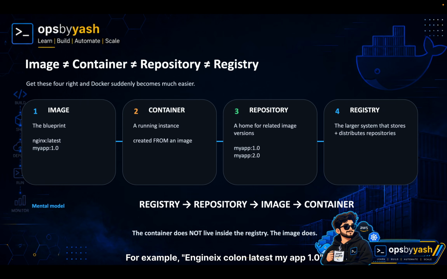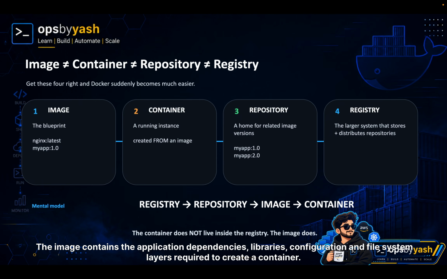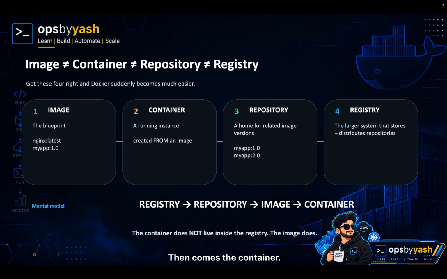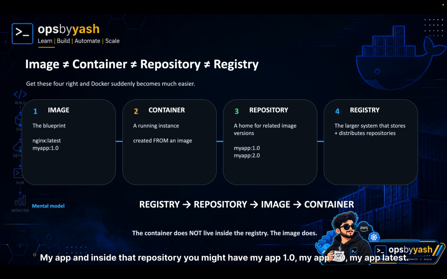For example, nginx latest, myapp 1.0. The image contains the application dependencies, libraries, configuration, and file system layers required to create a container. Then comes the container. A container is basically a running instance of an image. Now, repository. A repository is where related versions of an image are organized. For example, Yash myapp. And inside that repository, you might have myapp 1.0, myapp 2.0, myapp latest. Those are different tags pointing to image versions.